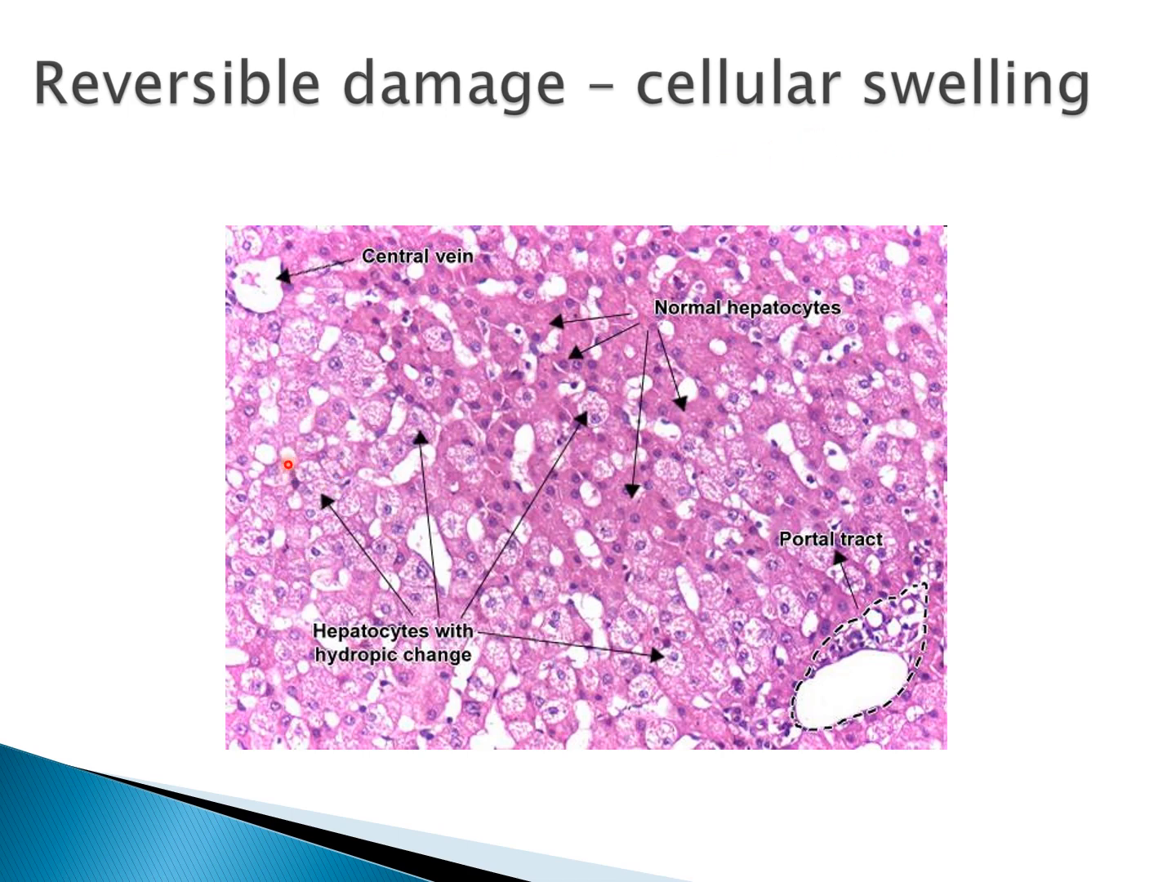These cells are hepatocytes, and the whitish color in the cytoplasm is increased. This corresponds to the appearance of water inside the cytoplasm. Why does cell swelling occur? Because of the inability of the membrane pumps to function.